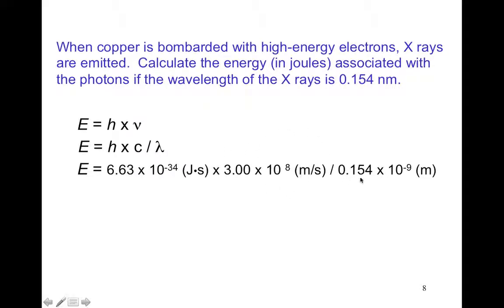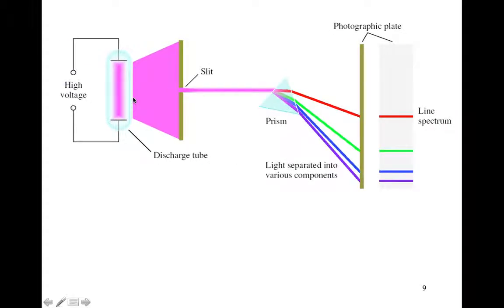And you'll see that meters cancels out here, seconds cancels out here. You're left with the unit of joules. And when a question asks you for energy, that's a really good place to be. So seconds cancels, meters cancels, energy is in joules. You note that it's an incredibly small number, 1.29 times 10 to the negative 15. That's 14 zeros. That's really, really, really small energy. But it makes sense because we're asking about photons, which are really, really, really small particles.